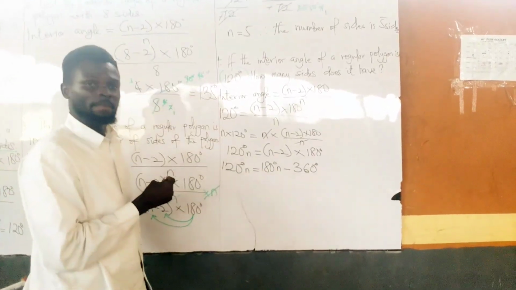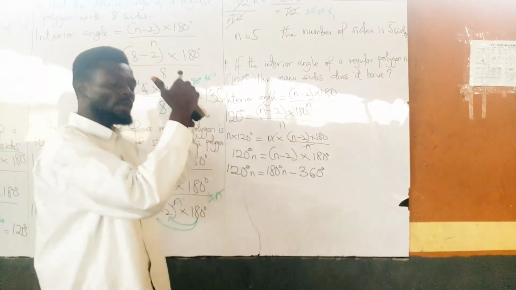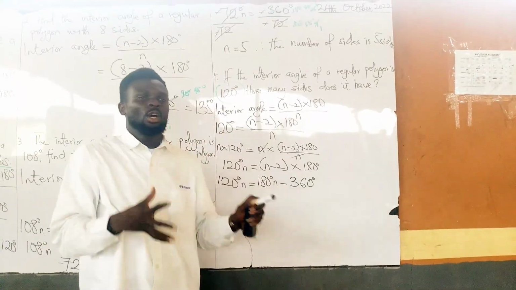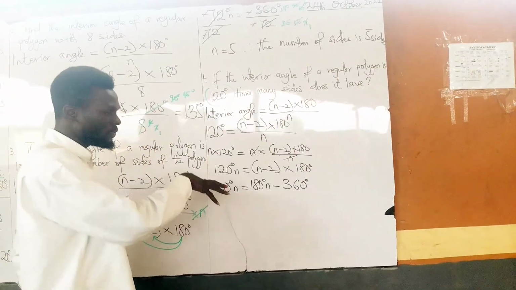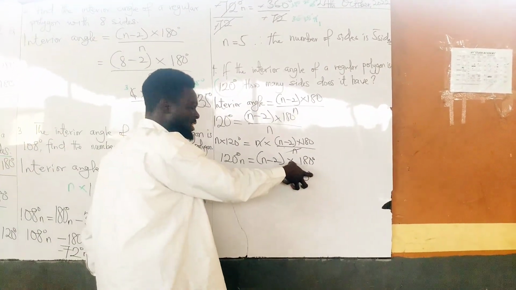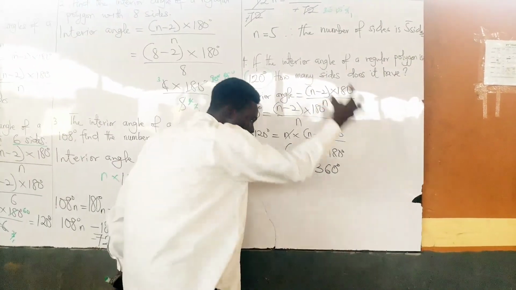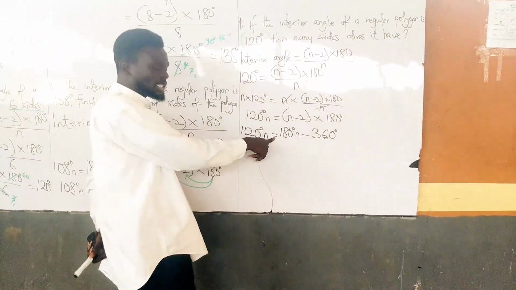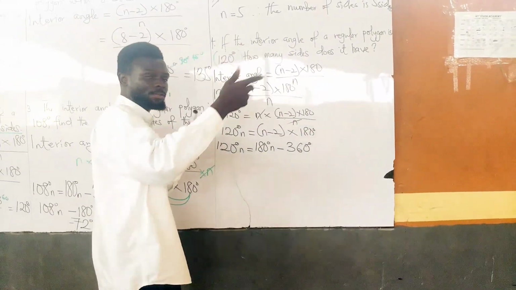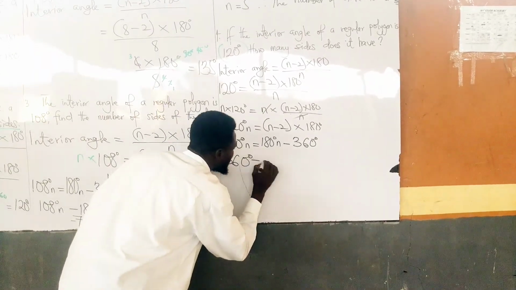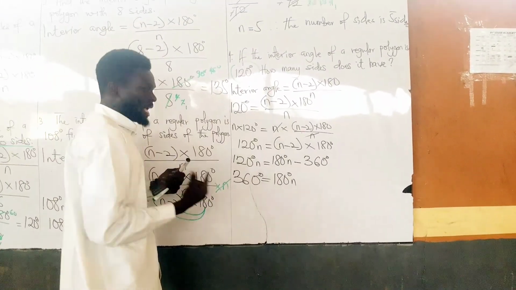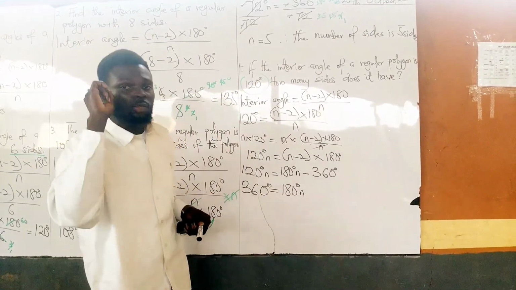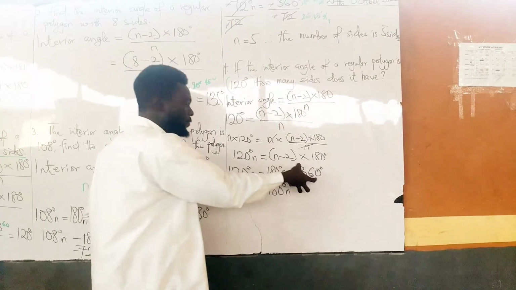Now from here, we come to the next stage where we have to group like terms. All those without the variable n at one side, those with the variable at the other side. So I would love to bring the 360 to this side and carry the 120 to the other side. Now the sign in front of the 360 is negative. So once the negative crosses the equal to sign, it changes to positive, which becomes 360 degrees is equal to 180 degrees n. The sign here did not change, because the 180 did not move.